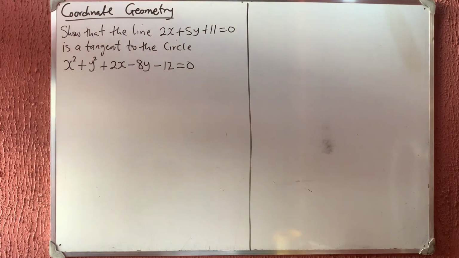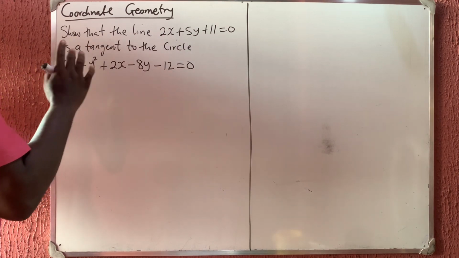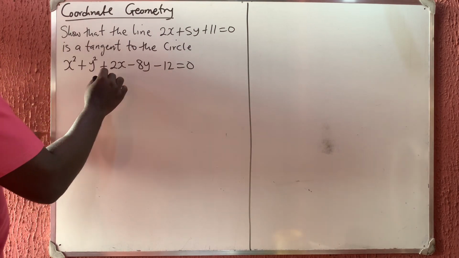Now look at this simple math problem. We are asked to show that this line is a tangent to this circle. There is a concept I want to bring for you before we start solving this.